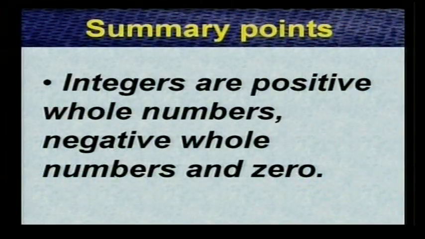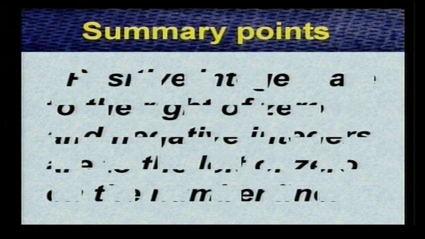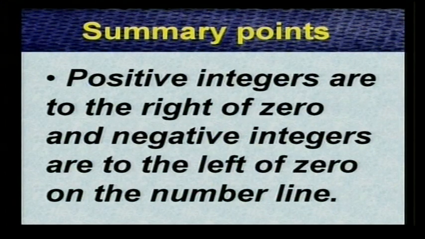Can I ask 7 is to read that loud and clear? Integers. Continue. Positive integers are to the right of 0, and negative integers are to the left of 0 on the number line.